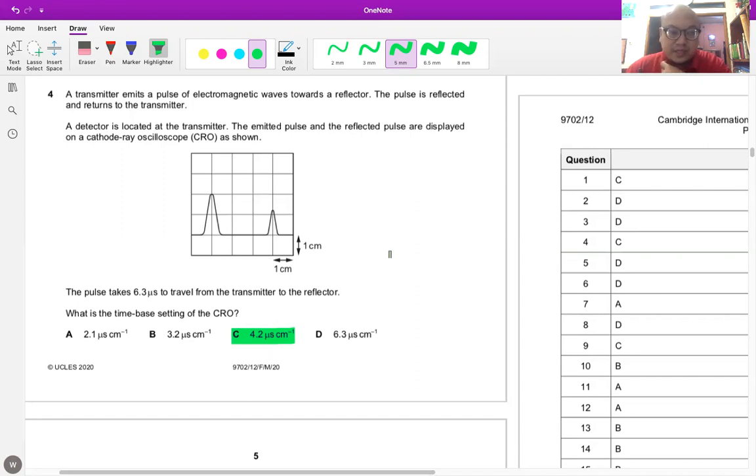The time base of the CRO is per 1 centimeter.